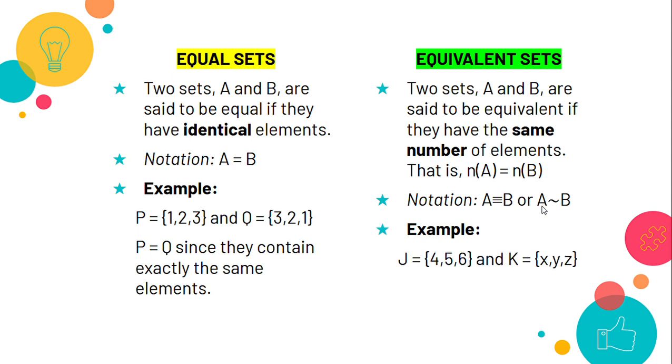Here's an example. Set J has the elements 4, 5, and 6, and set K has the elements X, Y, and Z. Those two sets are equivalent because they have 3 elements in the set, right? Each set has 3 elements.